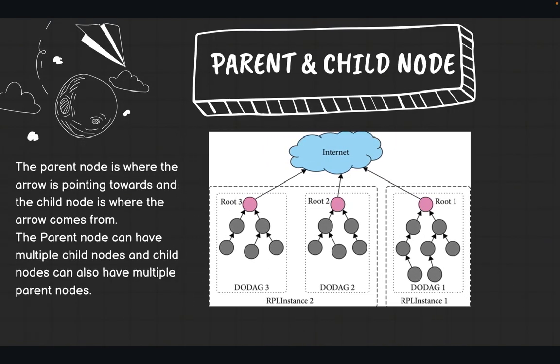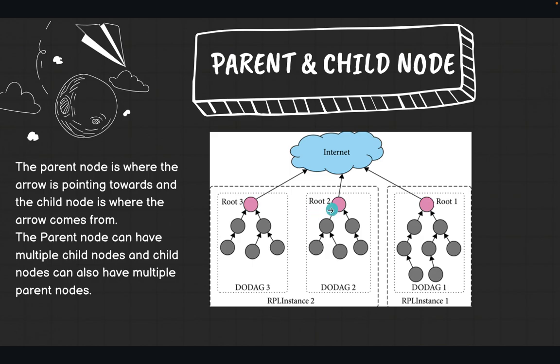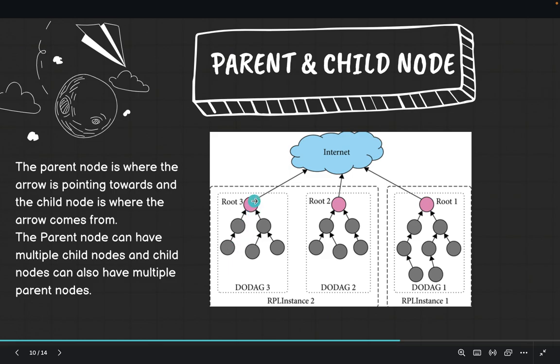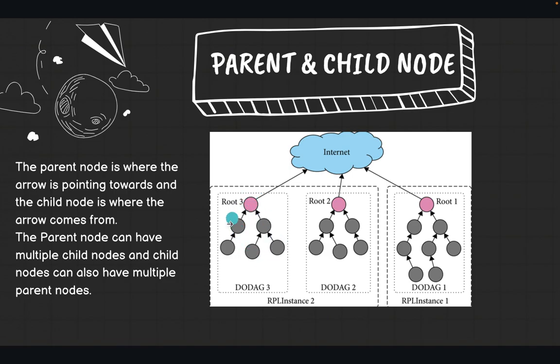Next we'll take parent and child node. The parent node is where the arrow is pointing towards, and the child node is where the arrow comes from. So the next point is the parent node can have multiple child nodes and a child can have multiple parent nodes. For example, if I take this particular figure, root 3, if I take only this much, root 3 is the parent node for all these nodes. And if I take this one, it is the parent node for this one and child node of this one. And this is a parent node for this particular node and this will be the child for this, and these two are the children for this particular parent node, like that.